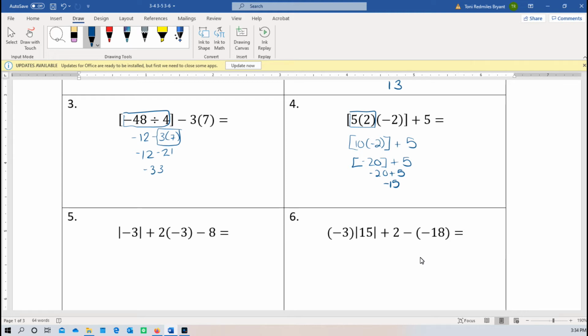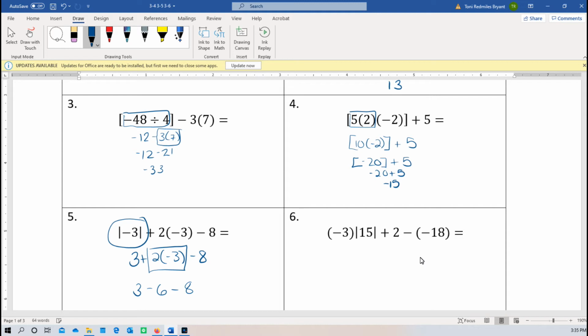All right, so the first thing I want to do is resolve this absolute value. I treat it like it's a parenthesis in my order of operations. The absolute value of a negative 3 is now going to be a positive 3. Next, I want to resolve this multiplication. 2 times a negative 3 is going to give me a negative 6.